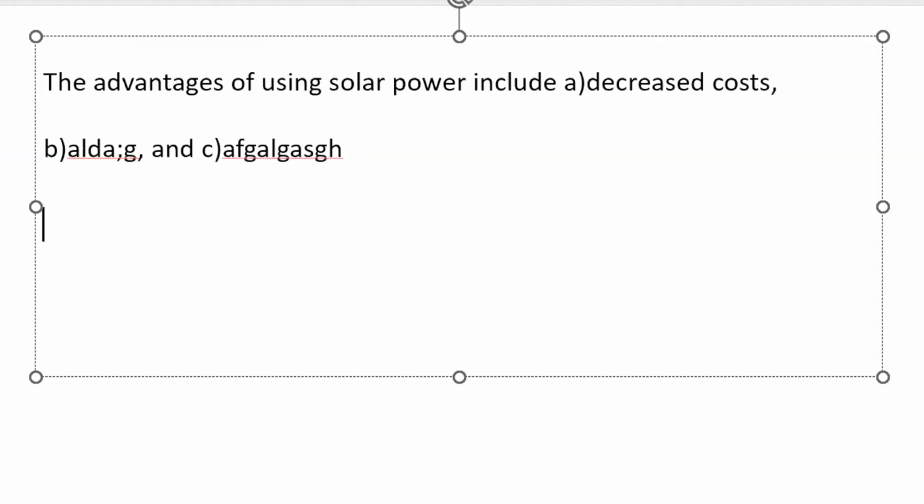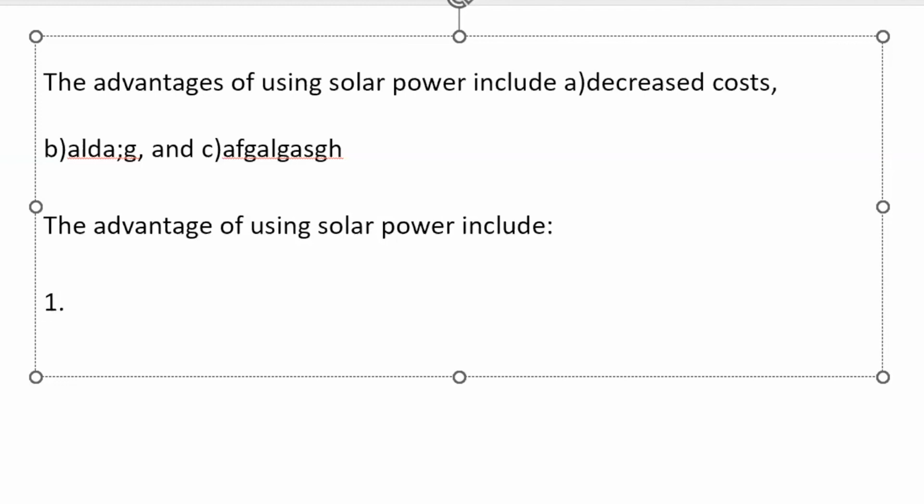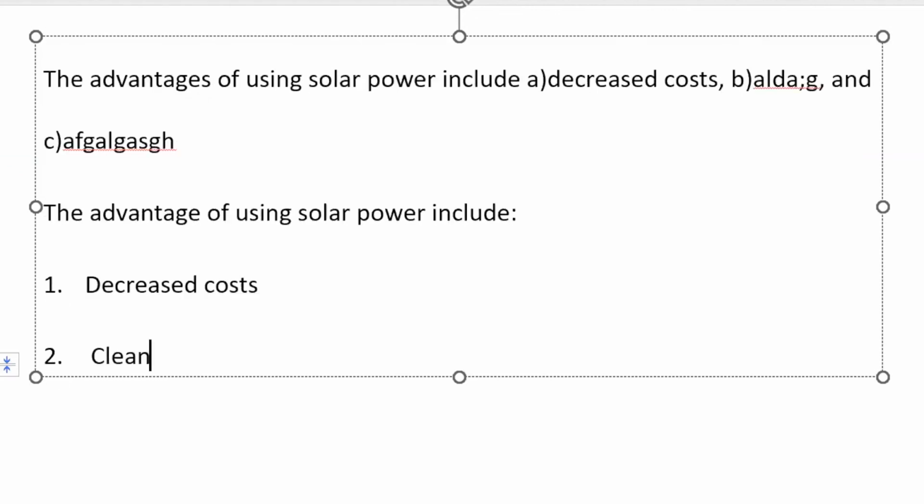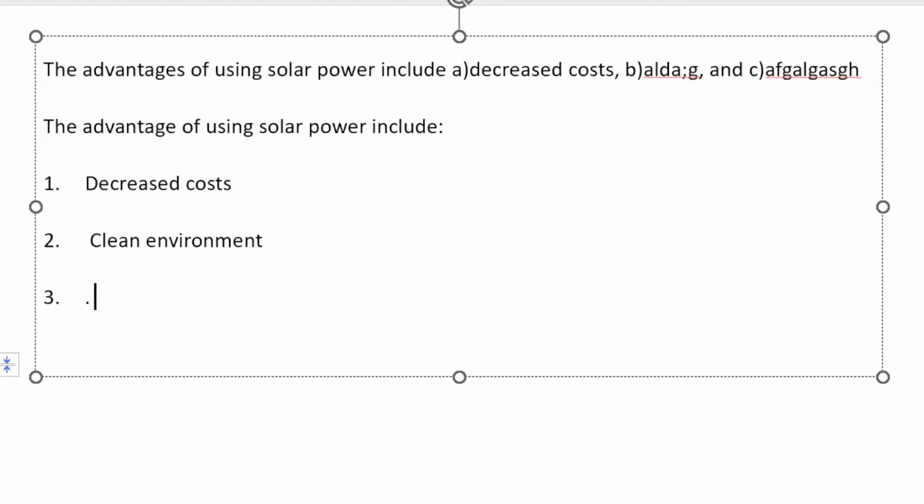When you're going to use actual numbers to make a list, it would be: the advantages of using solar power include 1, decreased costs. And if it's not a full sentence, you don't put a period. That's an APA thing. Then it would be number 2, clean environment, 3, happy people. I don't know, I'm just making this up. If you're making a list and you're going like that, you can use bullets or numbers. But if you're putting it into the sentence, you use letters of the alphabet.